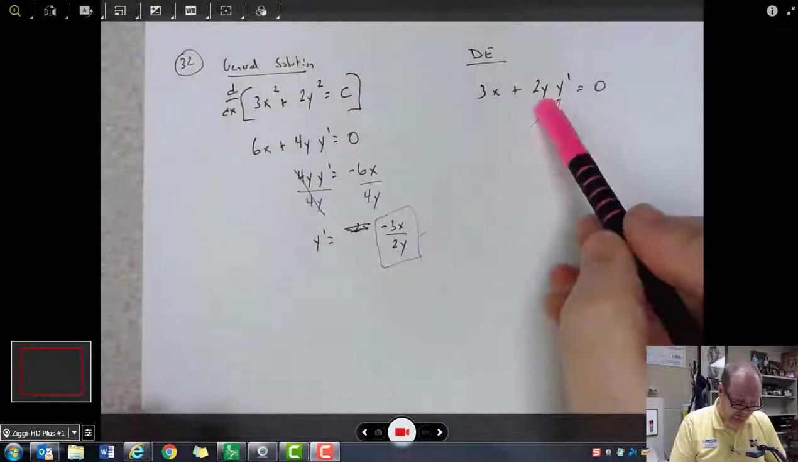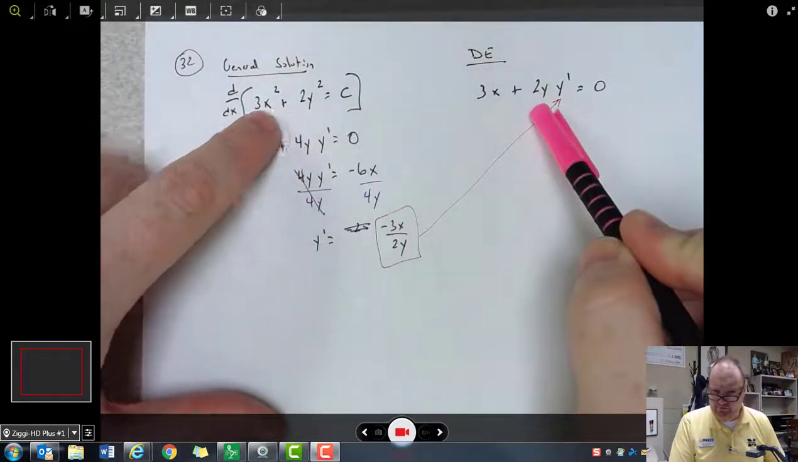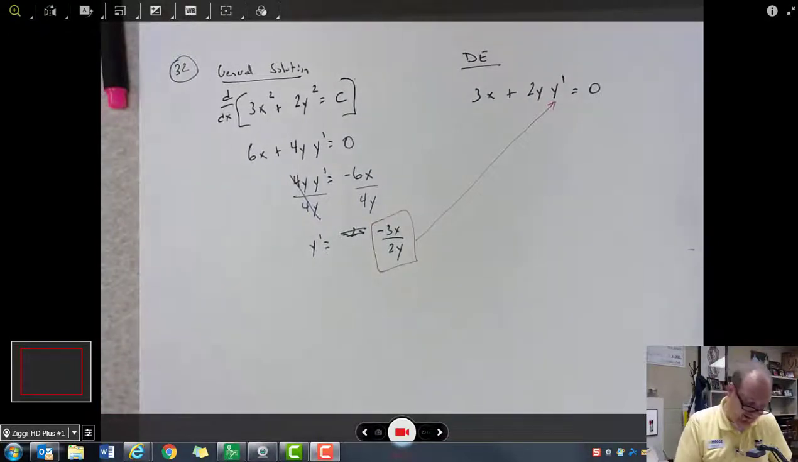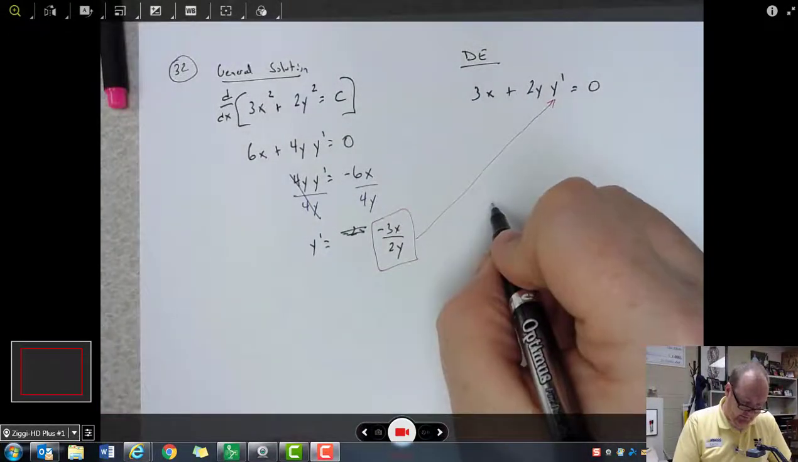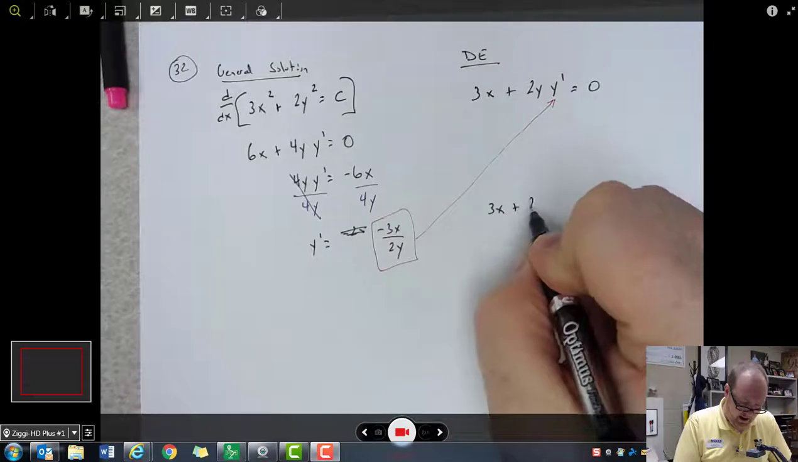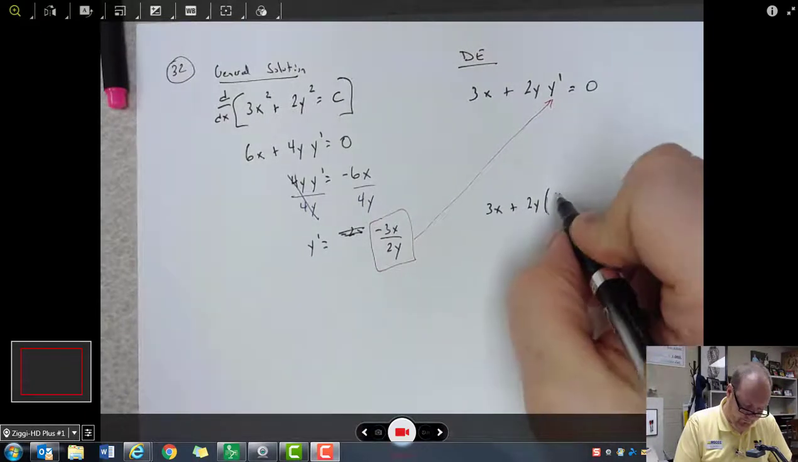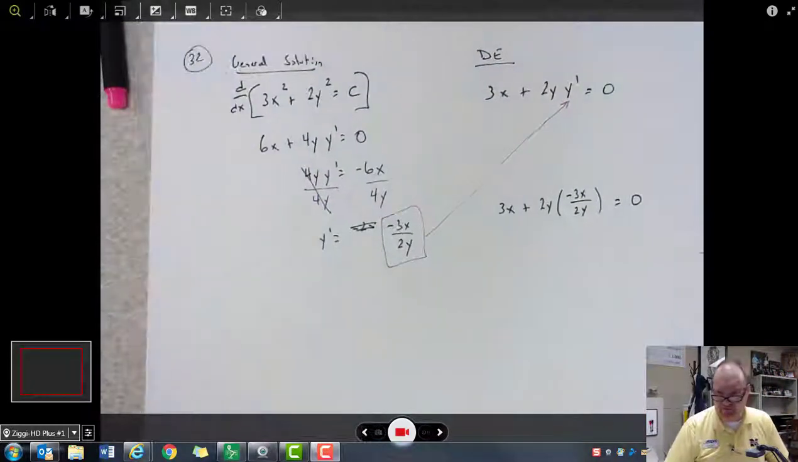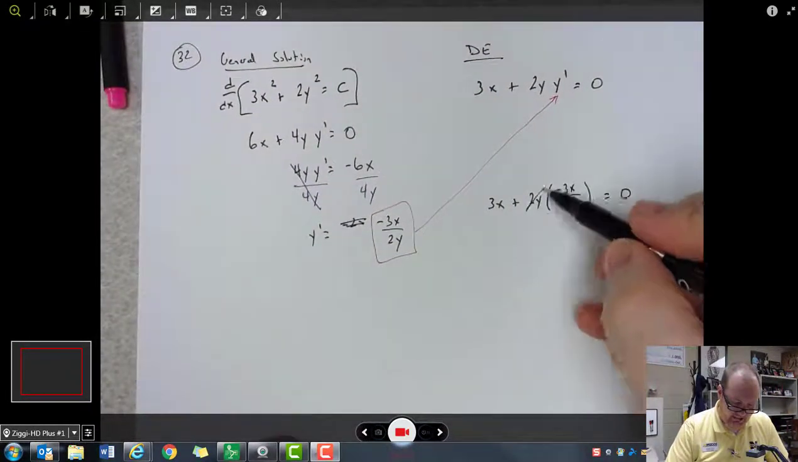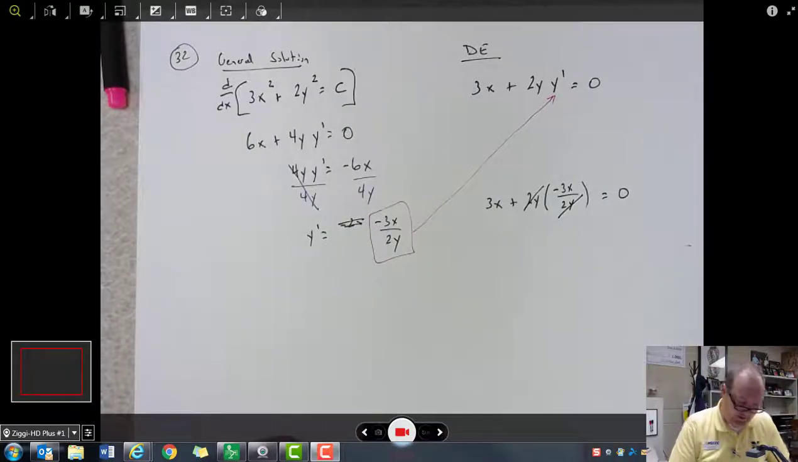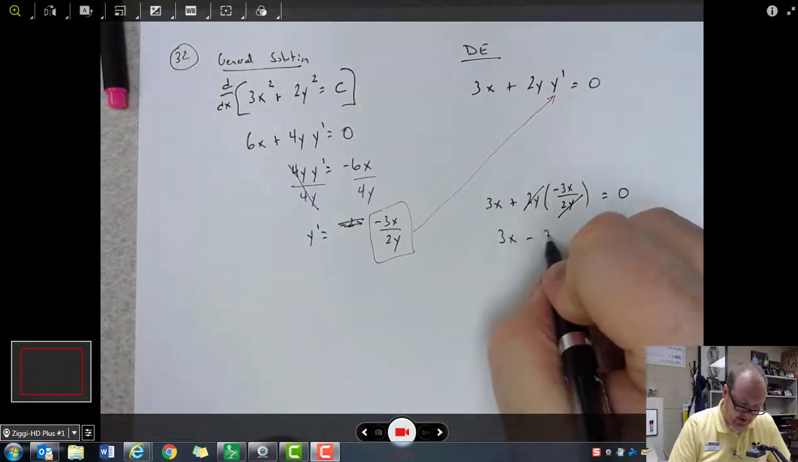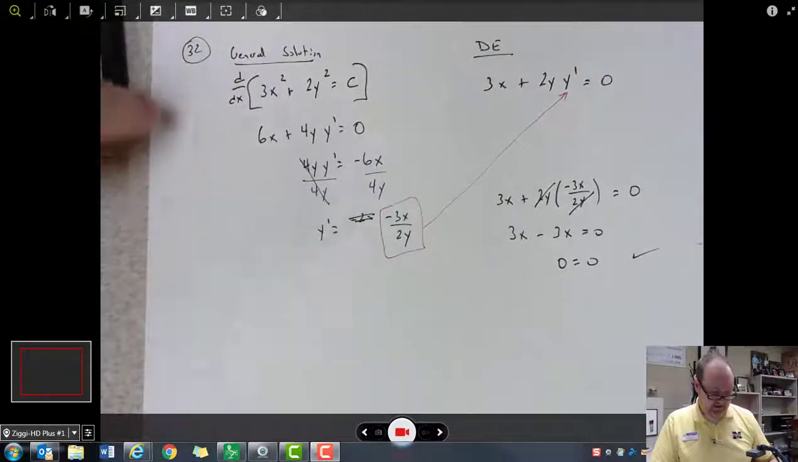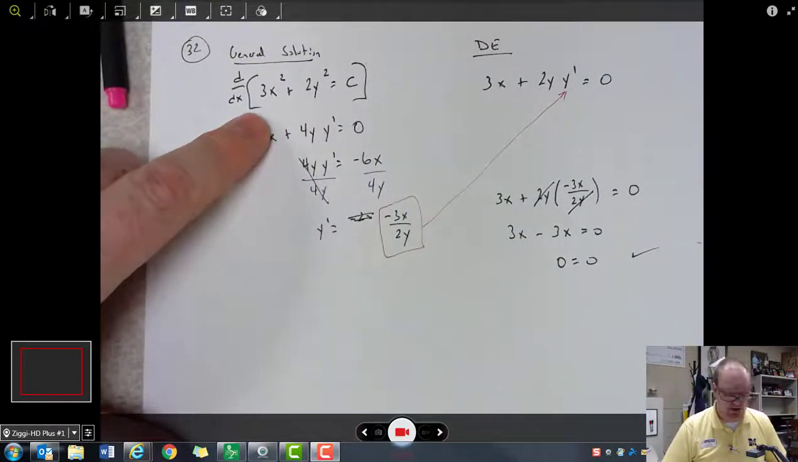Typically, we're also plugging in terms of y. This is a little bit tricky to solve in terms of y, but I think it's going to verify that it's a solution without having to do that. Let's see. So 3x plus 2y times y prime. I want to know, does that equal to 0? And the two y's divide away, and so I'm left with 3x minus 3x, which is certainly 0. So indeed, this is a solution to the problem.